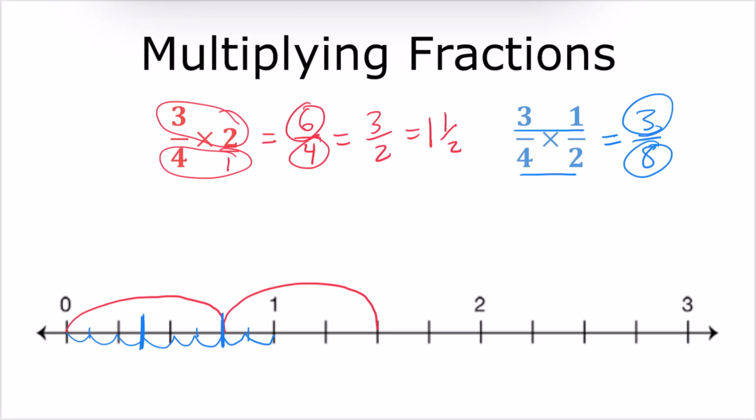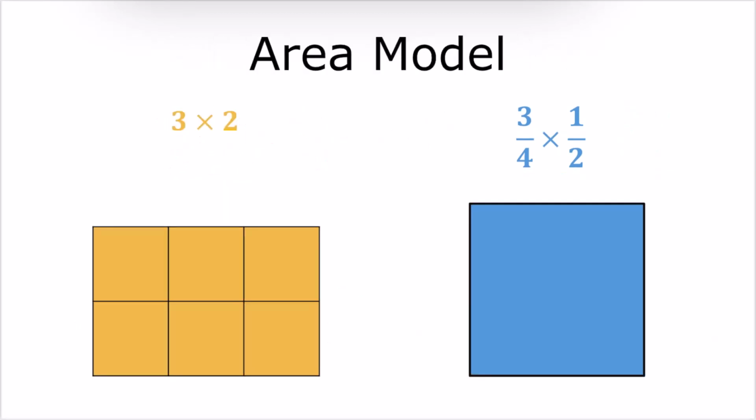And in my opinion, the easiest way to see why this works the way that it does is to use an area model. So area can be used to model multiplication. And a simple example of that would be a rectangle that is 3 units by 2 units, if you look at the length and the width. And the area, or the number of square units within that rectangle, is equal to 3 times 2, which in this case would be 6.